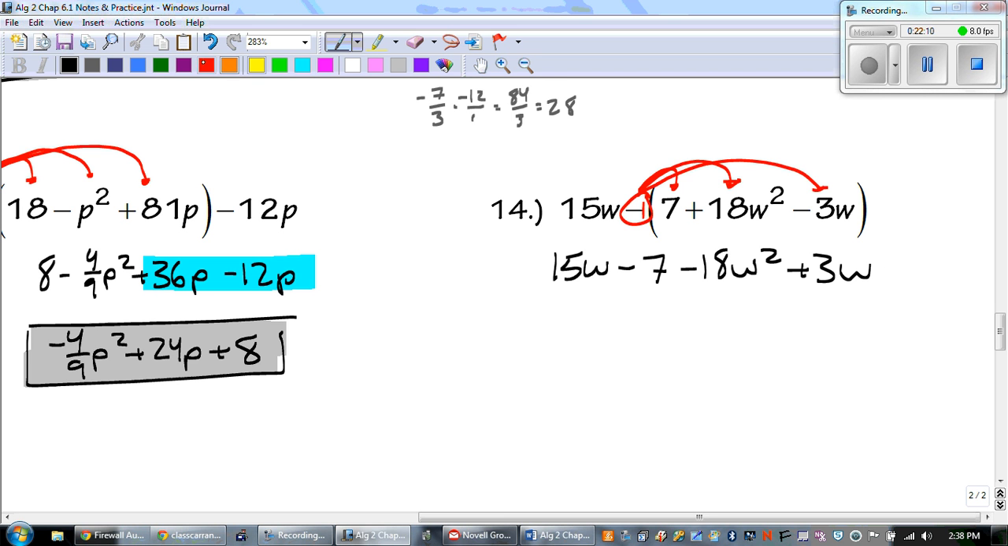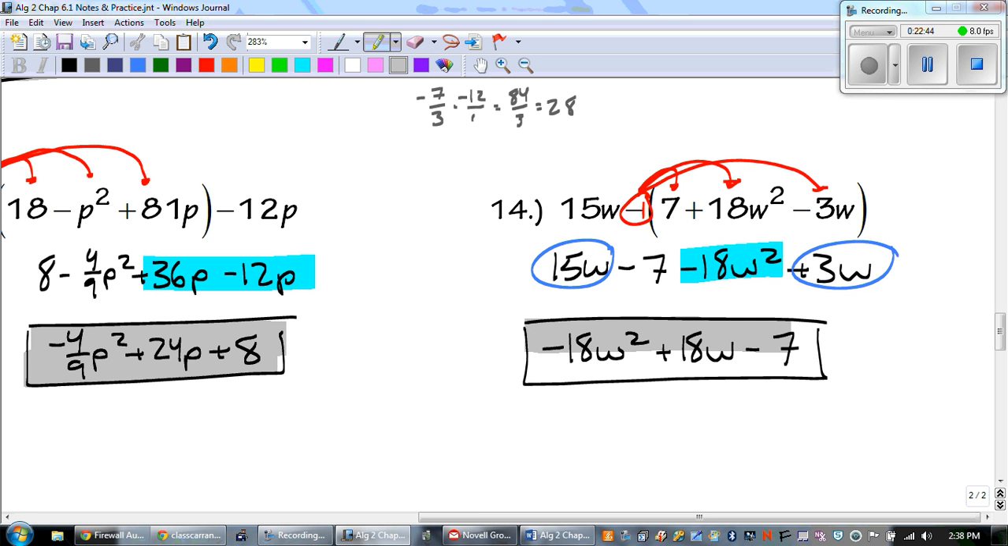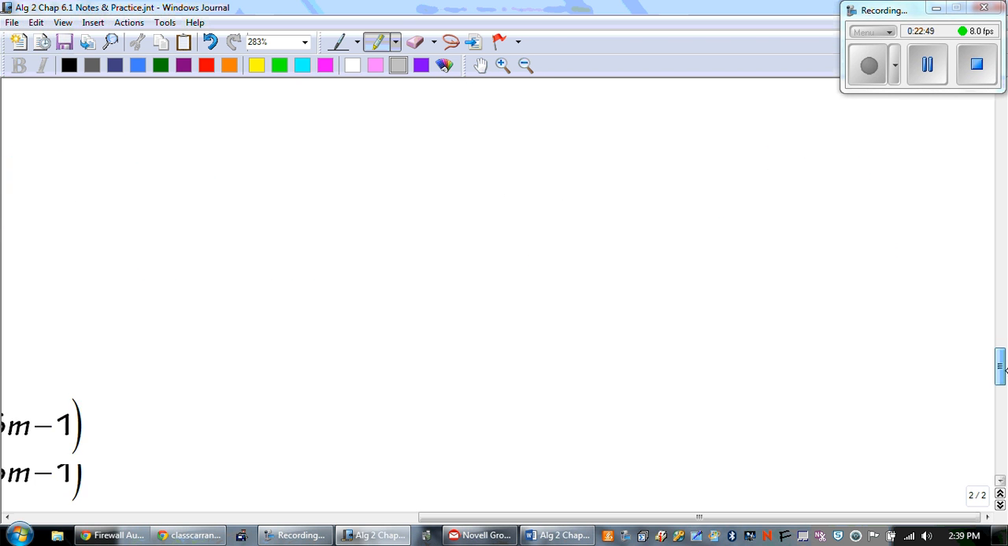And then we're going to go ahead and put this in standard form. So my biggest variable, the negative 18w squared, comes out first. So negative 18w squared. Next is the 15w plus 3w, which is 18w. And then last but not least is that negative 7. Now, can I combine those two? No. Good. Hopefully you're saying no. Why? It's the same variable, but it's not the same exponent. Okay? Same variable, same exponent.